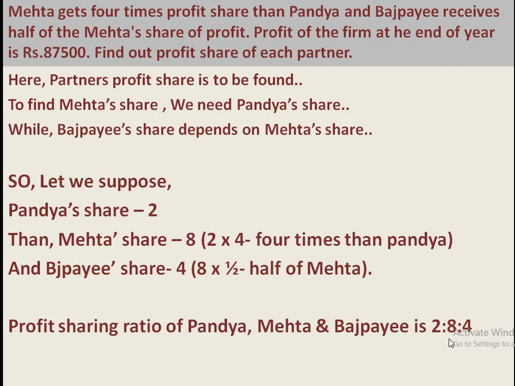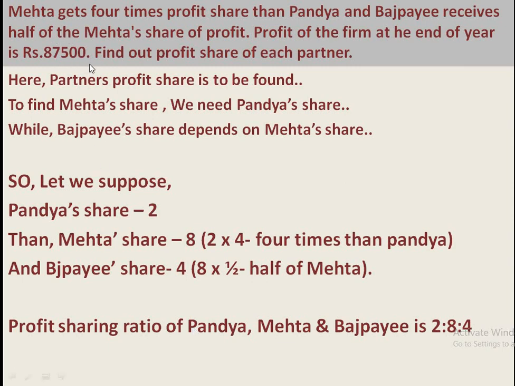Guys, let me tell you again, instead of Pandya's share 2, you can suppose 1. If it is 1, then Mehta's share will be 4, because 1 times 4. And Bajpayee's share will be 2, because 4 divided by 2. It depends; you can suppose any amount. So for me here, if Pandya's share is 2, then Mehta's share will be 8 and Bajpayee's share will be 4. So their profit sharing ratio will be 2 is to 8 is to 4. Yes, we were looking for the profit sharing ratio.